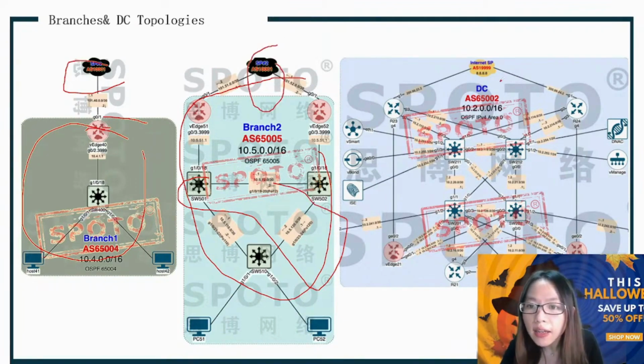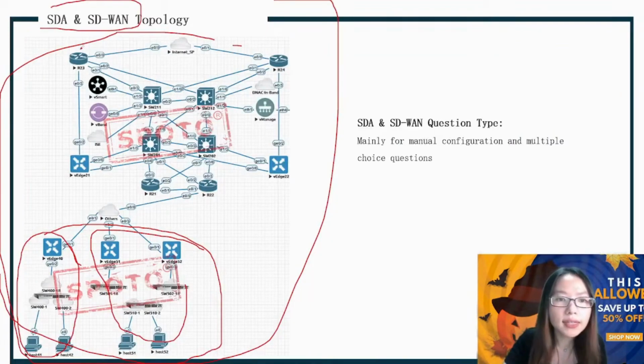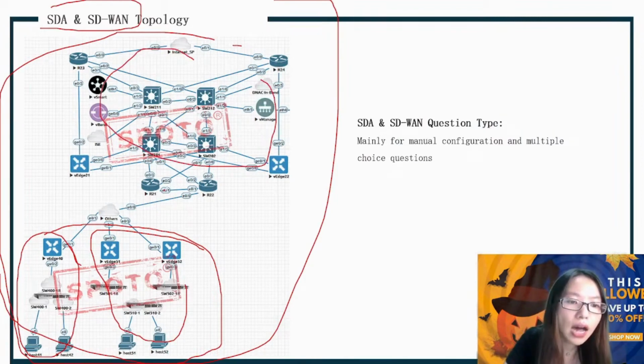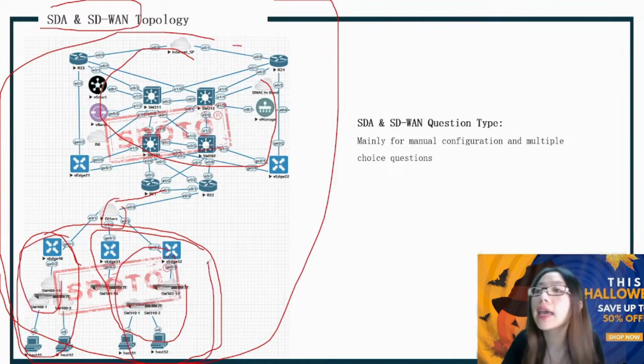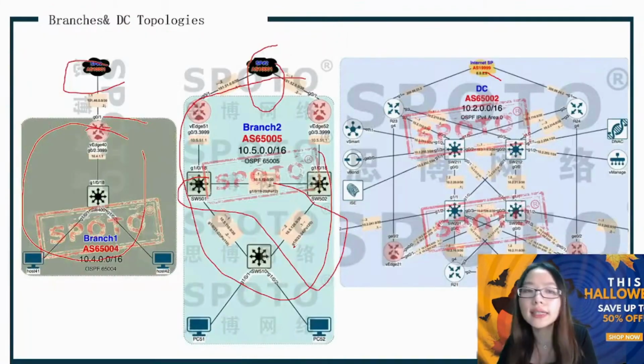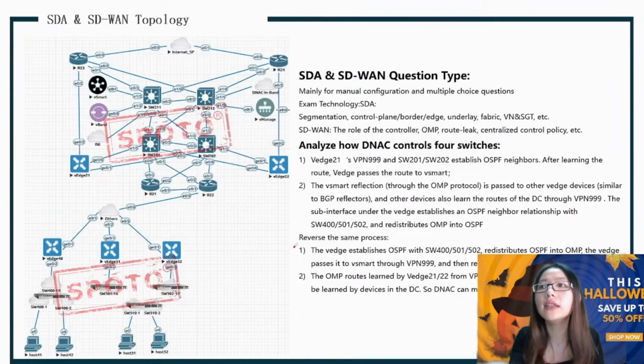The third part is our DC, which belongs to our traditional network. You can see this is DC, connected to our service provider, and there are 2 branches. Let's see the SDN technology points.